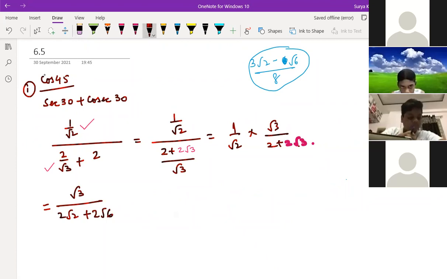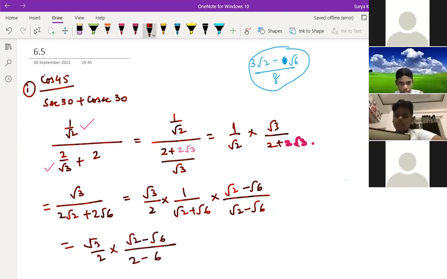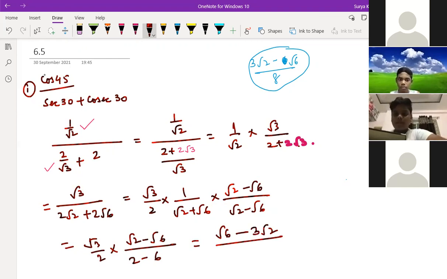So now we have to take root 3 by 2 as it is. Taking common, we can write 1 by root 2 plus root 6. Can we write like this, Drishi? Then just multiply by root 2 minus root 6 up and down. So root 3 by 2 as it is, multiplied by root 2 minus root 6 divided by 2 minus 6. So now root 3 into root 6 minus root 3 into root 6, root 18, that is 3 root 2, divided by minus 8.